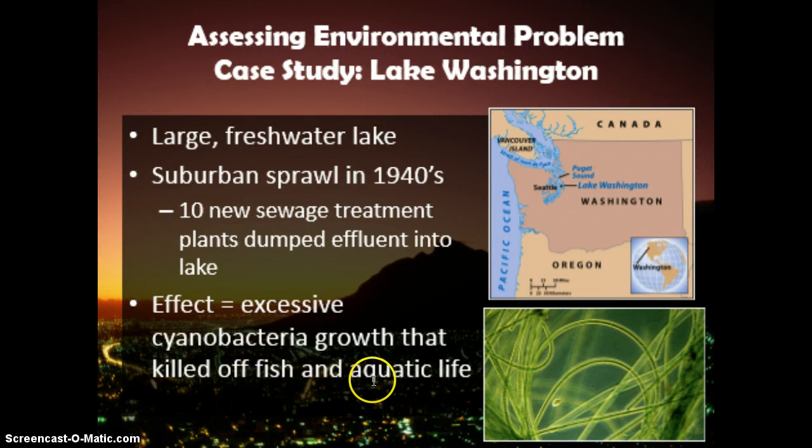So that means that all the fish, all the other aquatic life that's in there no longer has the oxygen that they need to survive. So we started seeing these massive dead zones where there's nothing alive. And this process is called eutrophication.